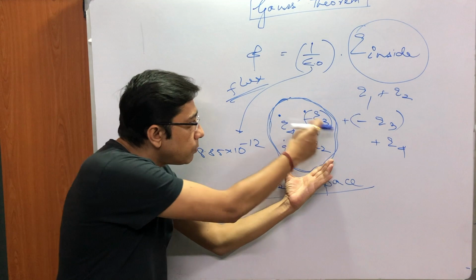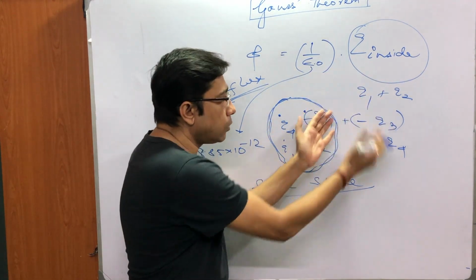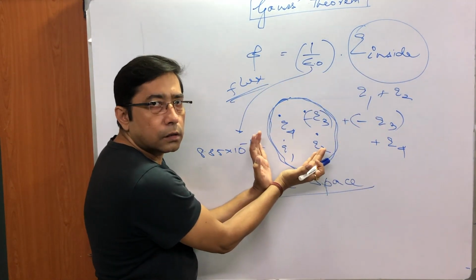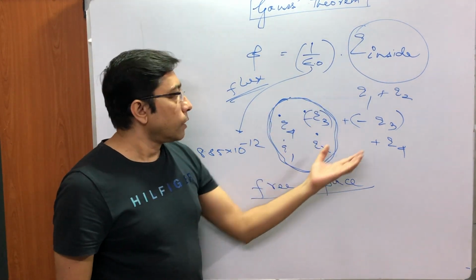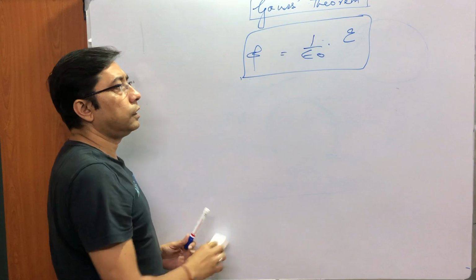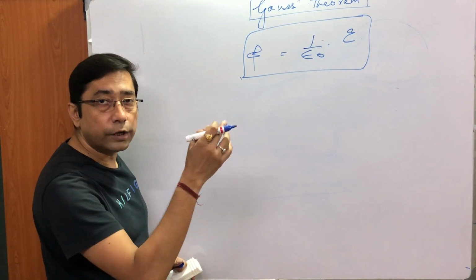We got an example of this. What is this? Enclosed by means covered. The charges that are covered by this surface. Is this one thing we did in early videos?